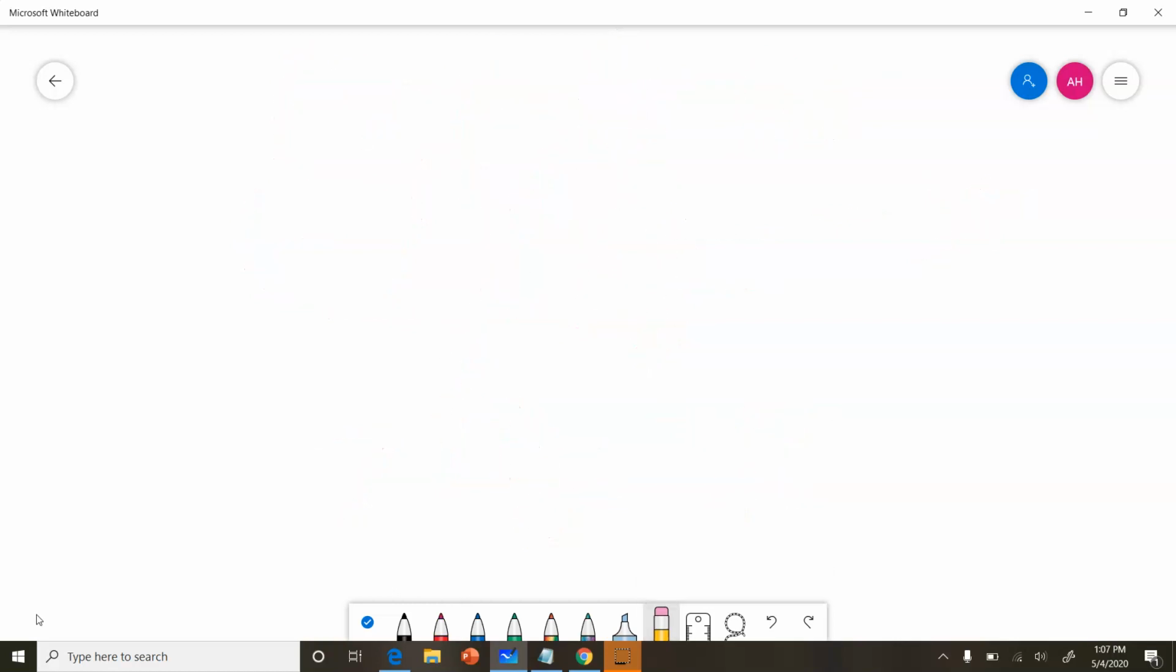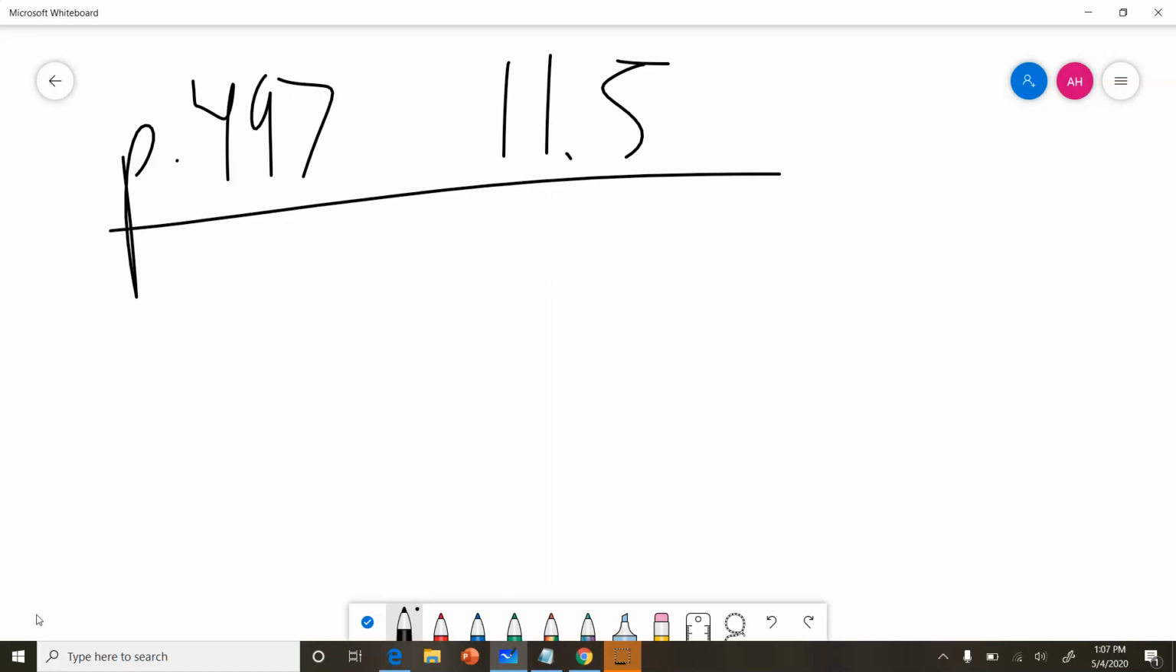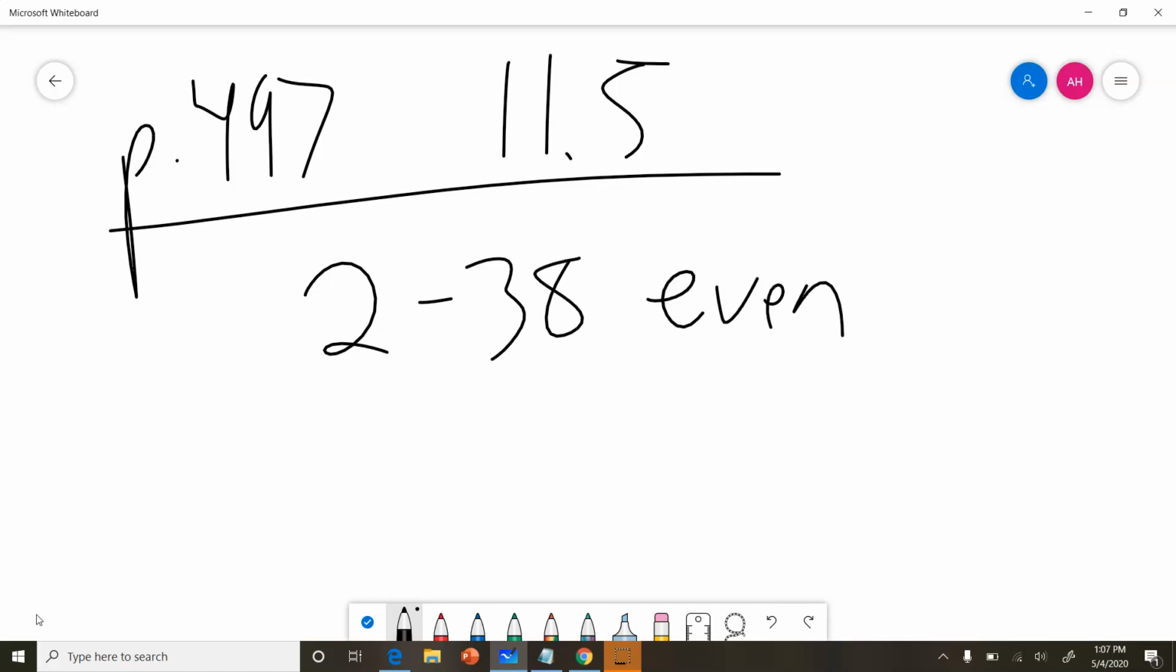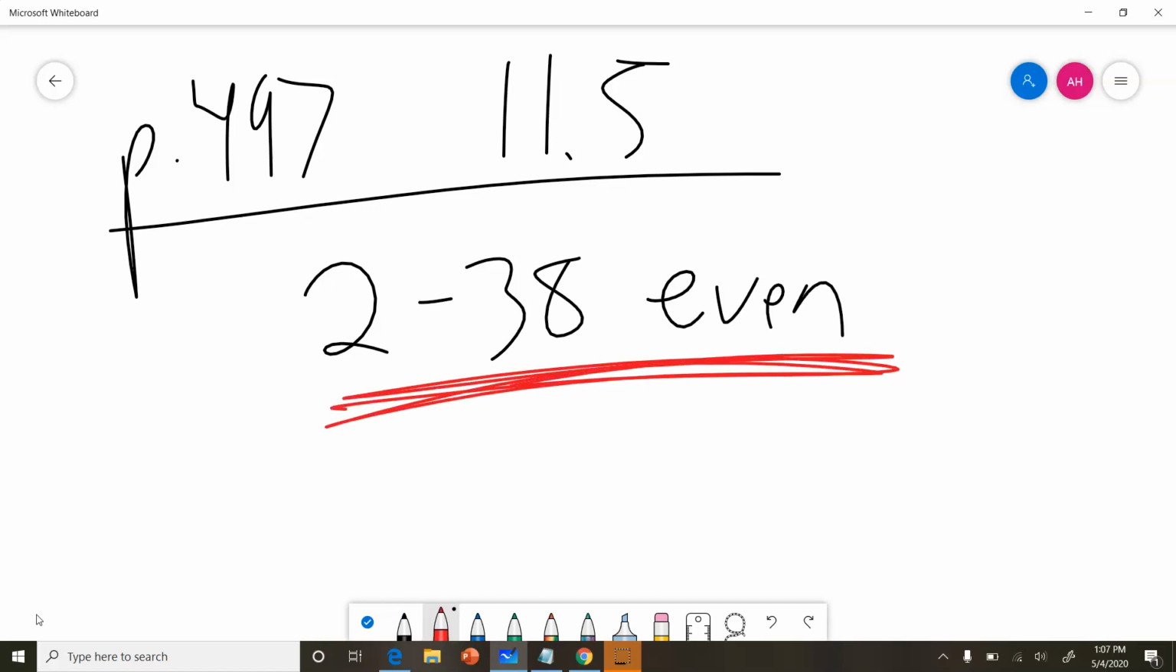So here's our homework. We are on page 497, and this is 11.5. We're doing 2 through 38 even, okay? So that's all you got for this wonderful Tuesday.